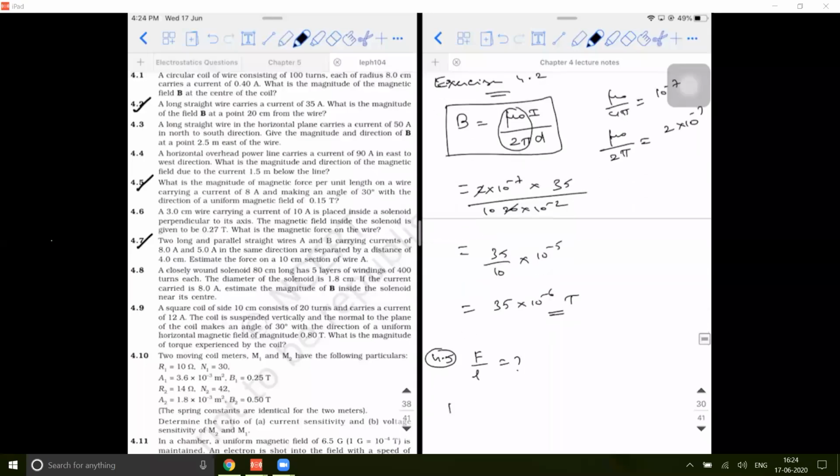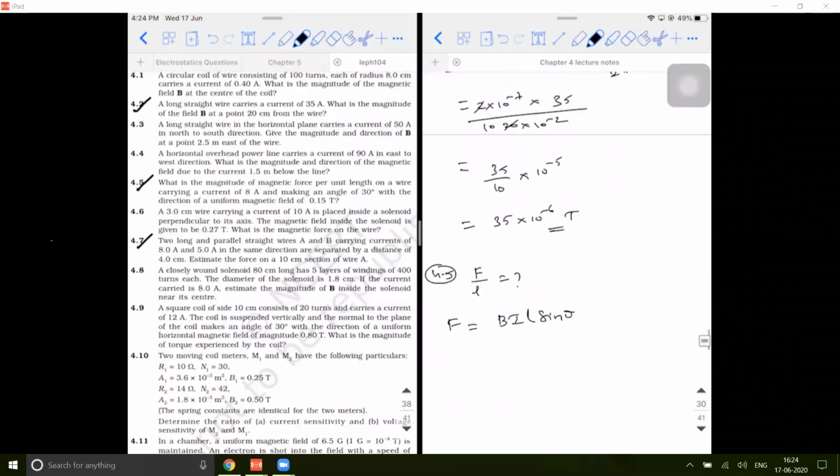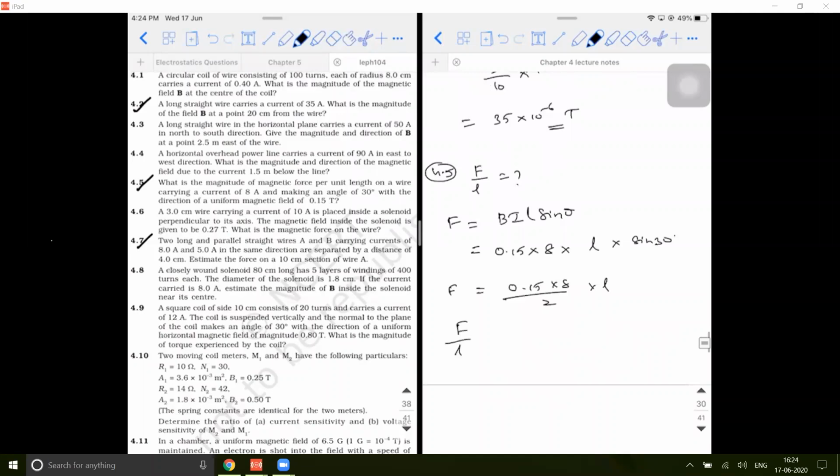Okay. So what is the formula for force? F is equal to BIL sin theta. You need not write I into L cross B every time. So it is BIL sin theta. So B is how much? 0.15 into current is 8 into length, which is not given, sine 30 degrees. That is going to be 0.15 into 8 divided by 2 into L. They're asking force per unit length, so F by L, this will go. Take 4 times 0.15, which is 0.6. So 0.6 Newton per meter is the answer.